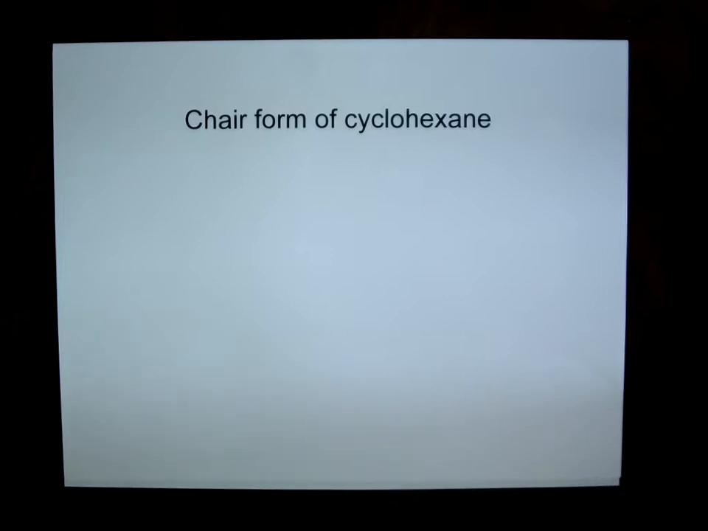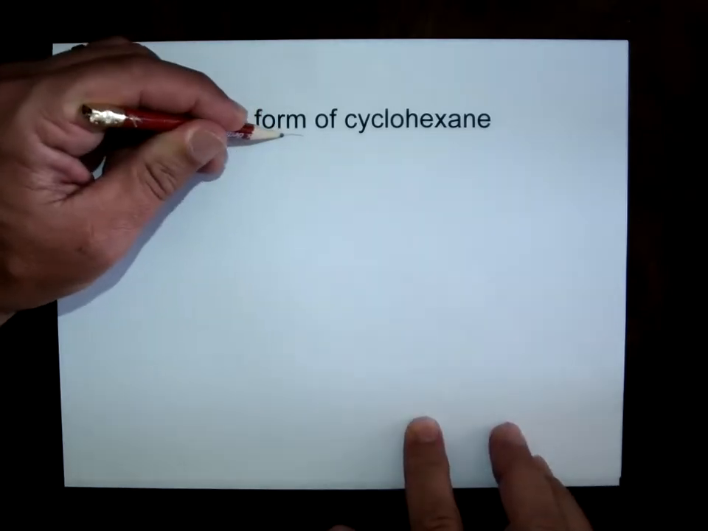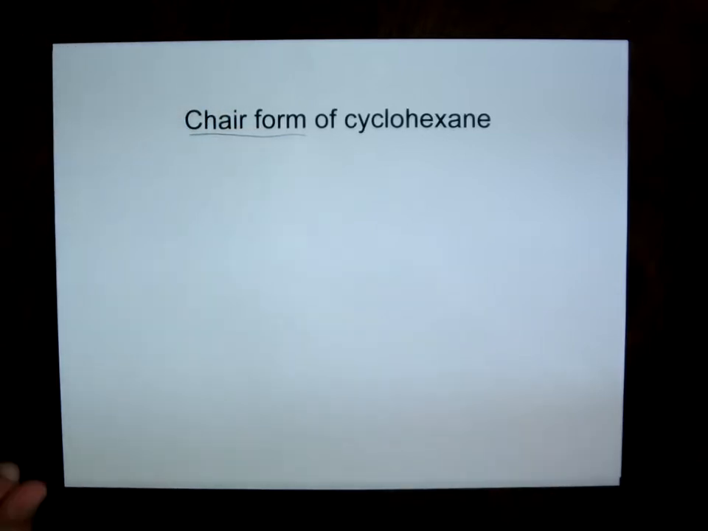It has a variety of conformational isomers. We're going to stick mainly with what's referred to as the chair form of cyclohexane. I think it looks more like a crown than a chair to me, but the way it's traditionally drawn is in the shape of a chair, so that's where the name comes from.